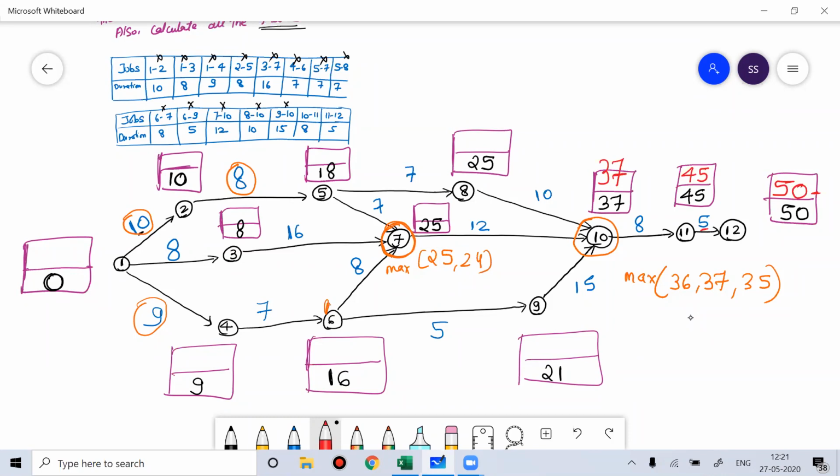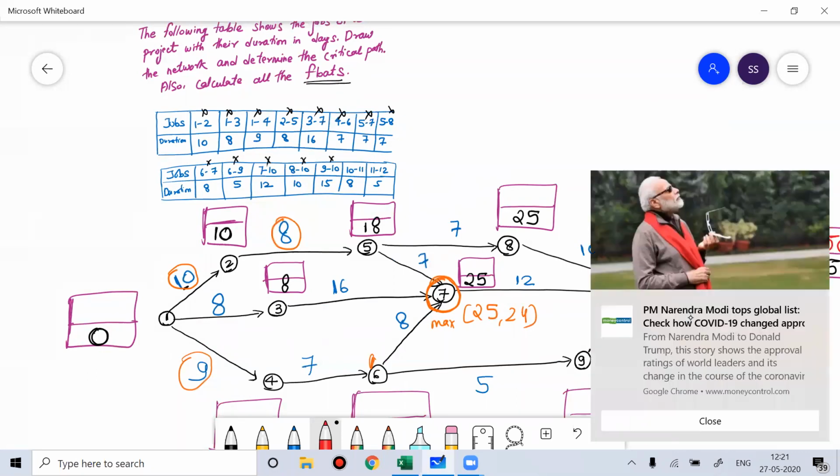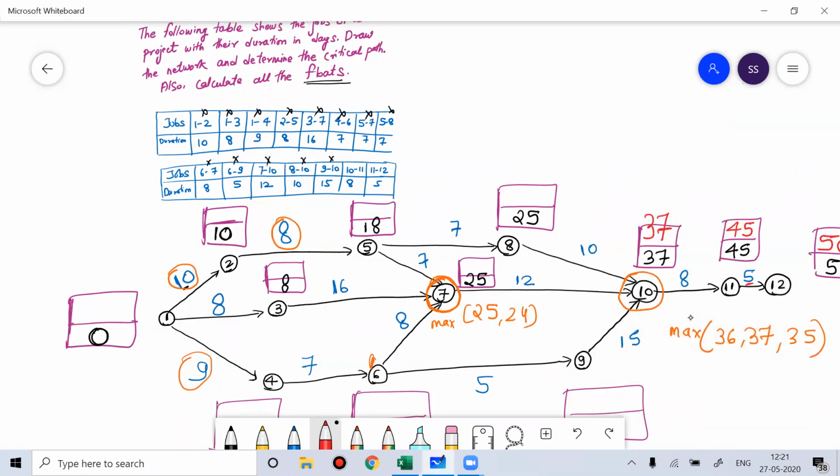Now you're just going back. You can see here this is 37. 37 minus 10, if I do, I'll get 27.